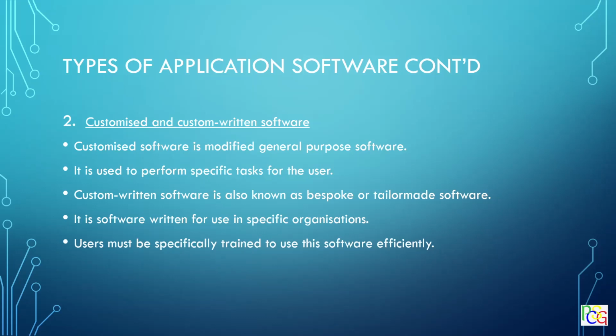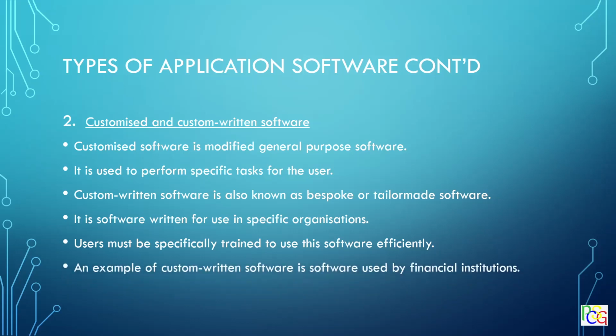Users must be specifically trained to use this software efficiently because it's not general purpose, so it's not widely available. So there's no online tutorials and things like that to teach you how to use the software. So your company would have to specifically train you on how to use this software. So an example of custom written software would be software used by financial institutions, things like banks, credit unions, things like that. So they would have a custom written software that they would use to keep track of their clients' accounts and things like that.